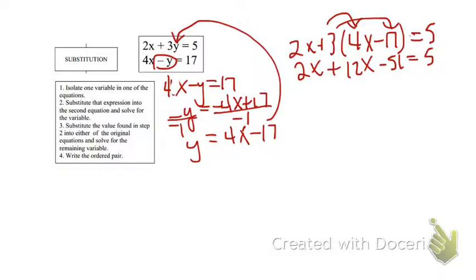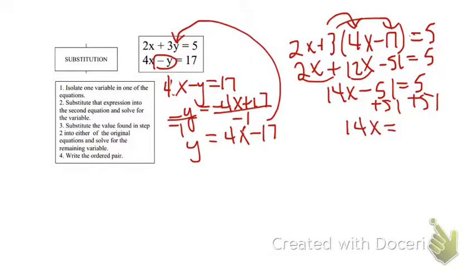Now you've got some like terms, the 2x and the 12x. We can add those together for 14x. Bring the others down. And now we're just going to solve this for x. So move your 51 over, so we would move it as a positive. So we would have 14x equals 5 plus 51, we would get a 56. And divide that 14 out of there, and we would get that x equals 4. Okay, and I think that's what we got when we did our graphing as well.